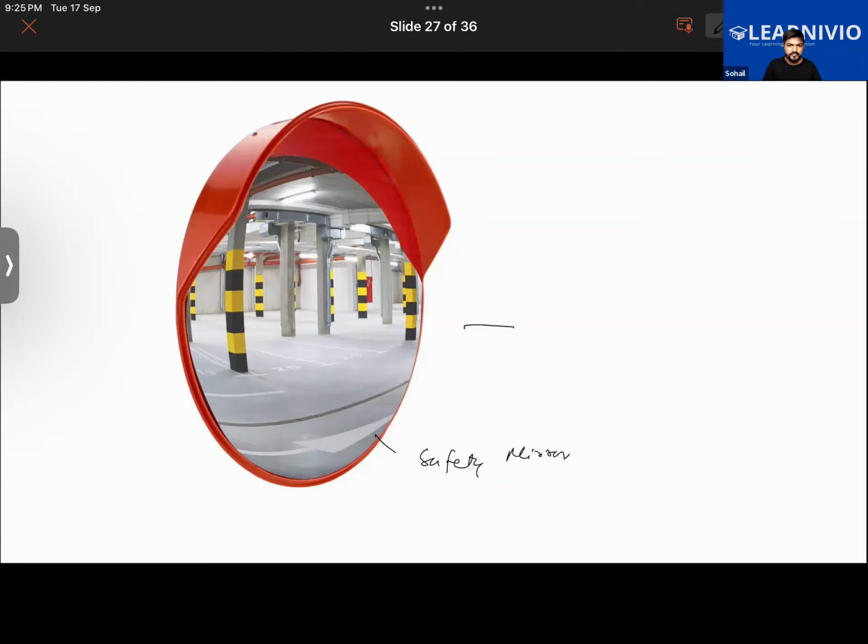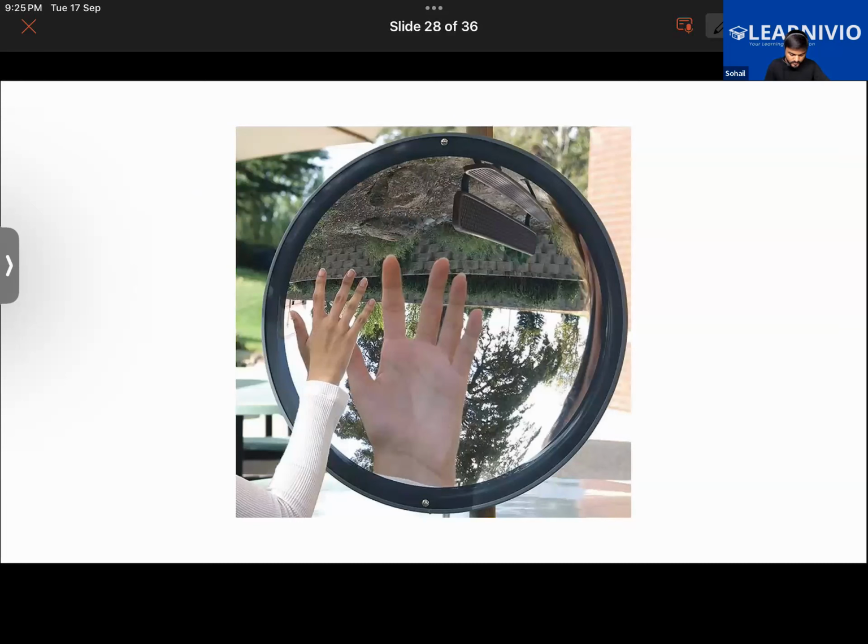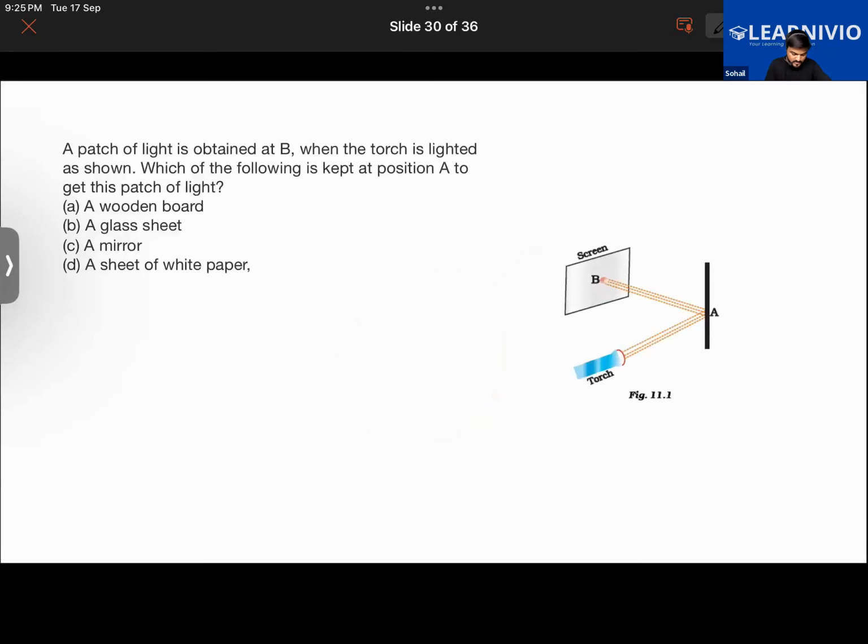Yes, sir. Is it concave or convex? It is convex. Okay, it's convex. Now take a look at this one as well. In this one, the image formed is unusually very big. This one is also convex, right? No, this one is concave, actually. Okay, now in this one a very big image is formed. Concave mirrors form a big image. Okay.